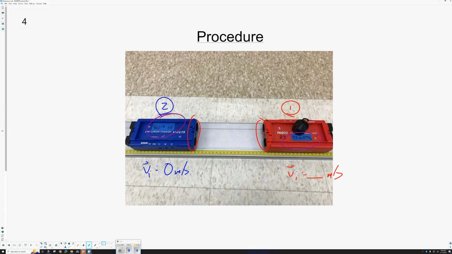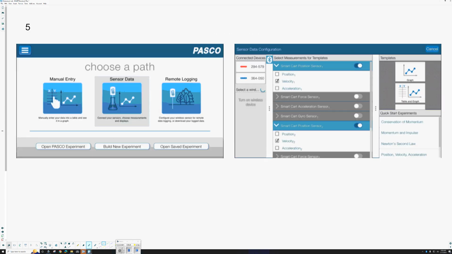Yeah, usually you do 10 trials. All right. How do we collect the data?